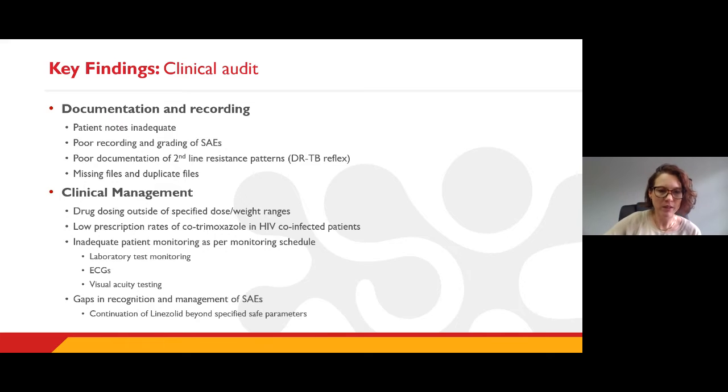In terms of the clinical management, the main findings were drug dosing outside of specified dose and weight ranges, low prescription rates of cotrimoxazole for HIV co-infected patients, and gaps in some of the patient monitoring with laboratory testing, ECGs and visual acuity testing, and there were gaps in recognition and management of SAEs.